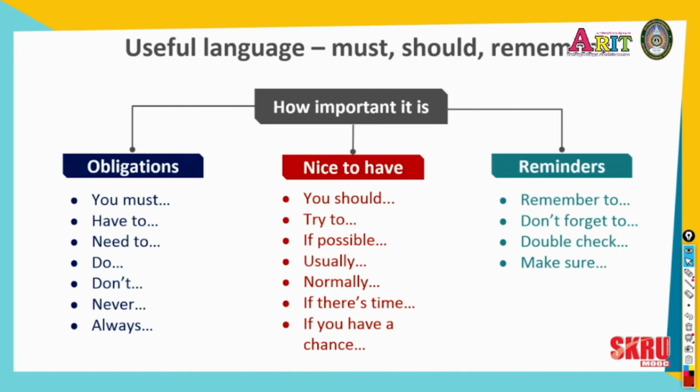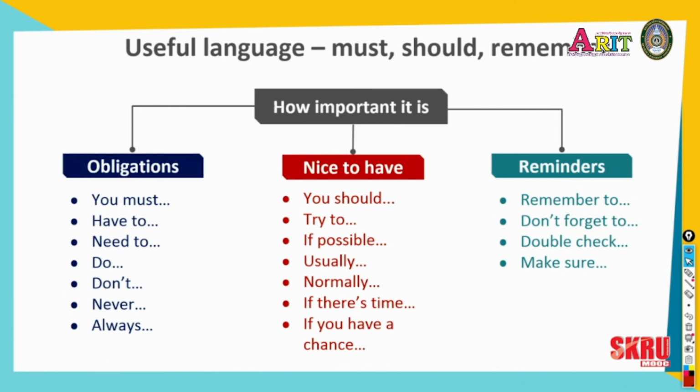So our obligations. You must. You have to. You need to. Do. Don't. So obligations can be positive or negative, things we should or should not. You must not. Never or always. The two extremes of 100% of the time or 0%. Never, 0, always 100%. We can use those terms for things that have to be done or have to not be done.